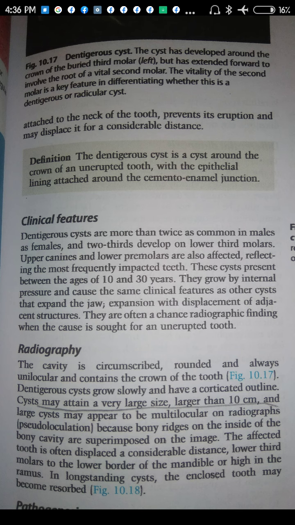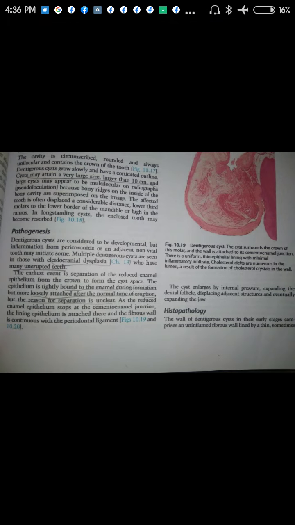The affected tooth is often displaced a considerable distance, lower third molars to the lower border of the mandible or high in the ramus. In long-standing cysts, the enclosed tooth may become resorbed.